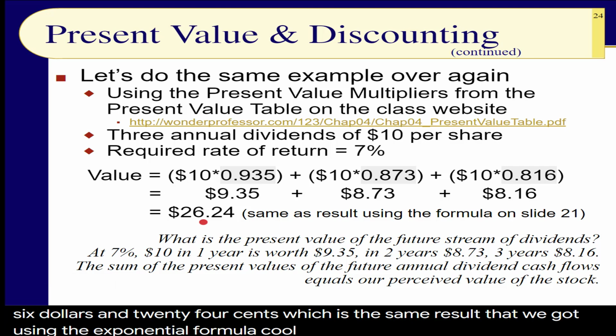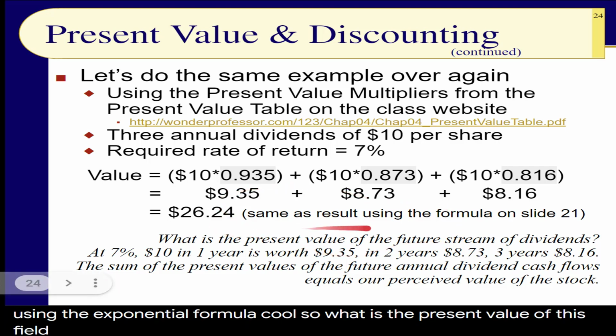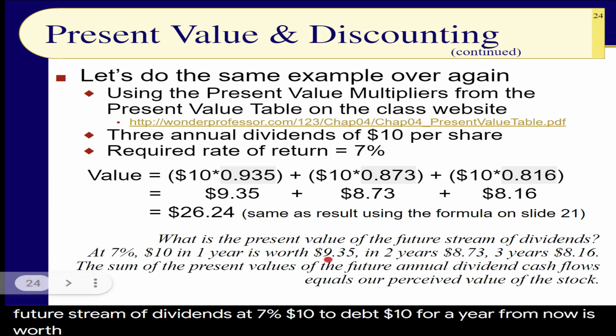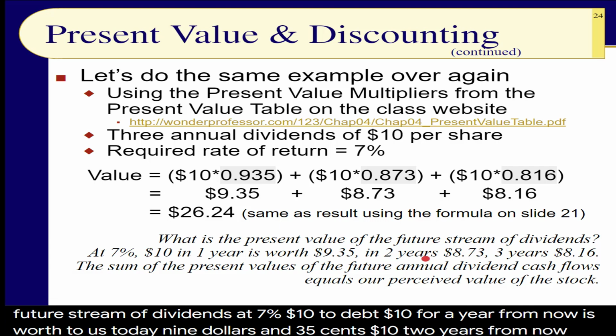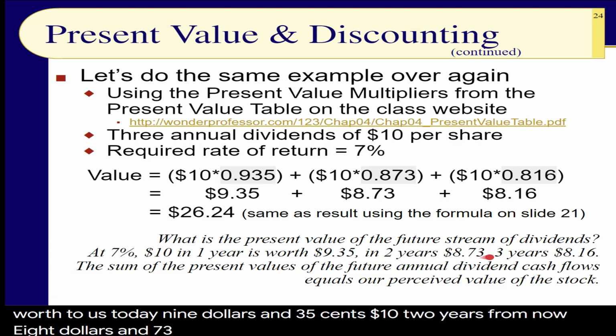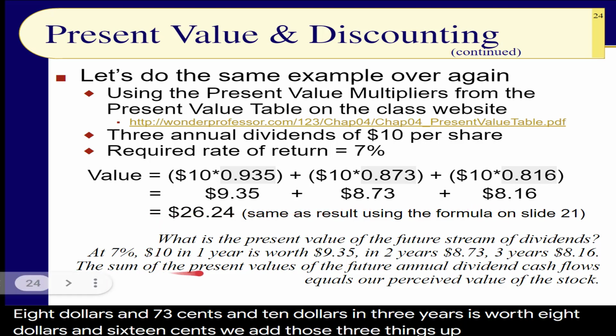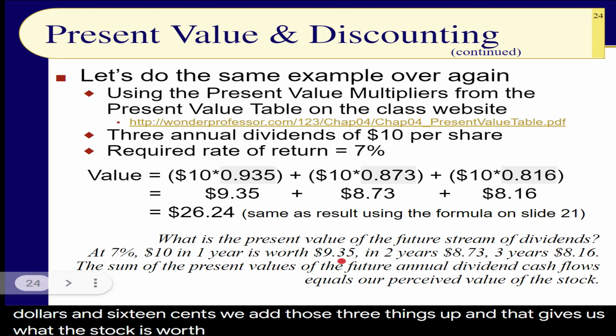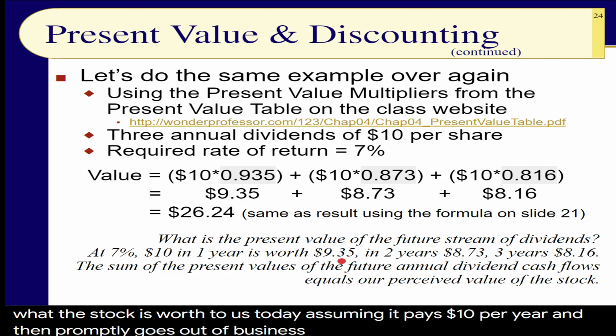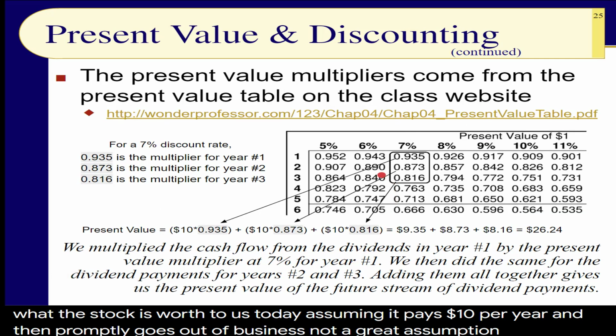Cool. So what is the present value of this future stream of dividends? At 7%, $10 a year from now is worth to us today $9.35. $10 2 years from now is worth to us today, the present value, $8.73, and $10 in 3 years is worth $8.16. We add those three things up, and that gives us what the stock is worth to us today, assuming it pays $10 per year and then promptly goes out of business. Not a great assumption. And so here we do it again.